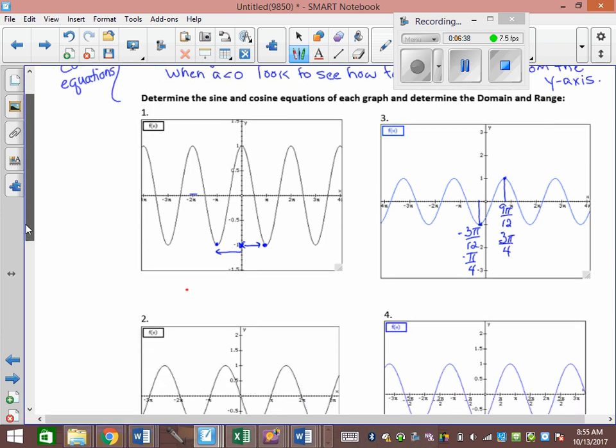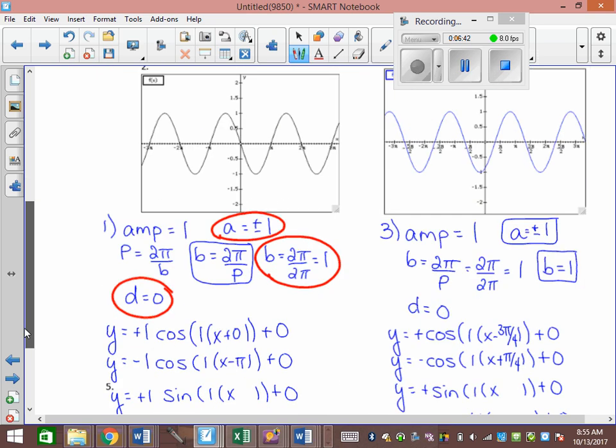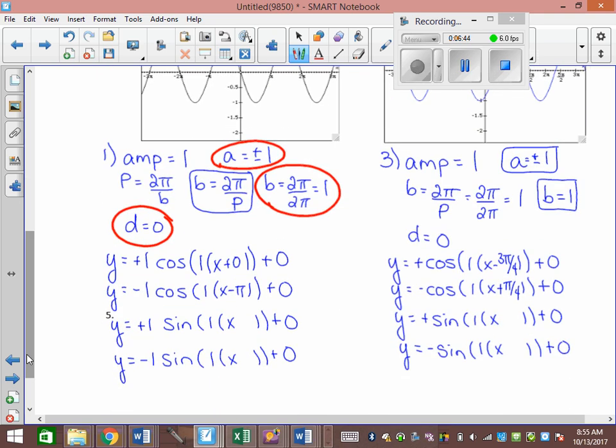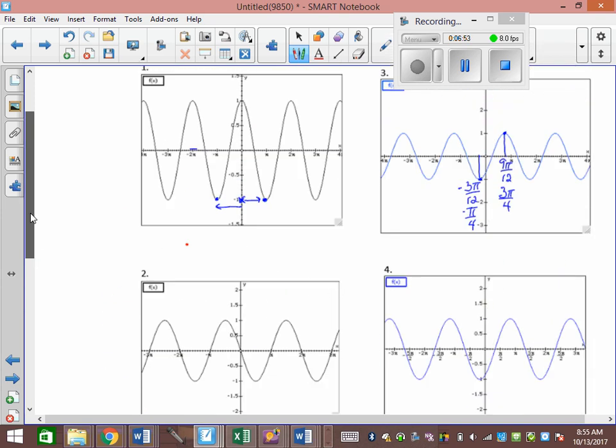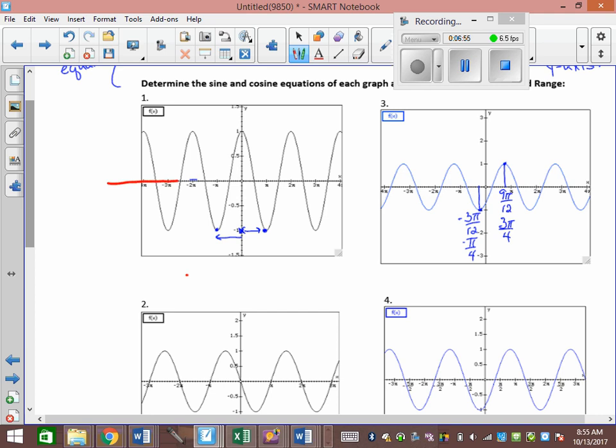So let's look at this one. What's the midline of 1? What was our d value when we figured it out? It was 0. Is the d always 0? No, we proved it on the previous one that it was 1, right? So we draw our midline. Our midline is 0. We know that. So we go to number 1 here, and I'm going to draw my midline.